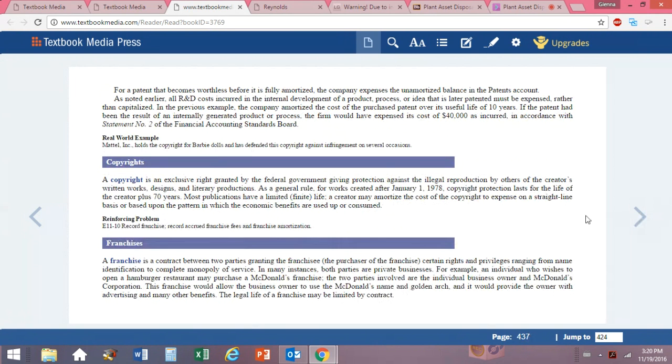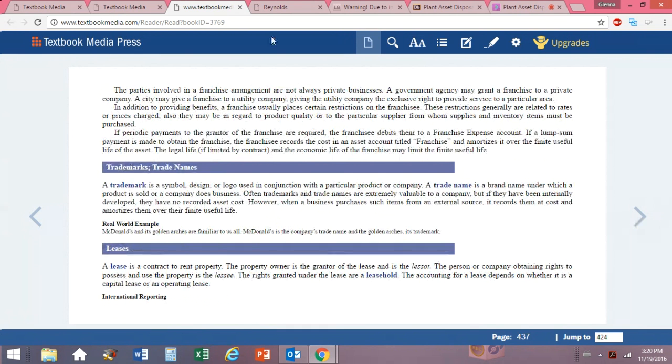Copyrights, of course, go for the life of the creator plus 70 years. Franchise, of course, everybody can think of McDonald's. Let's see. Let me see what they say about the time factor here. The legal life of a franchise may be limited by contract. That's about all that you need to know about that.